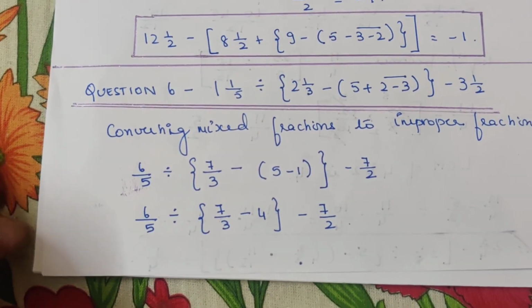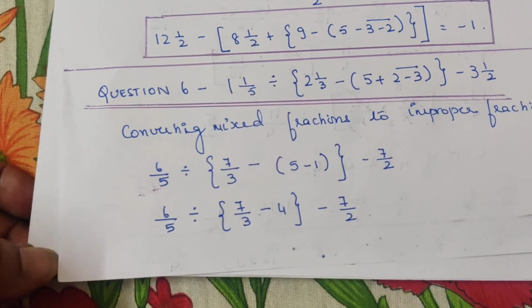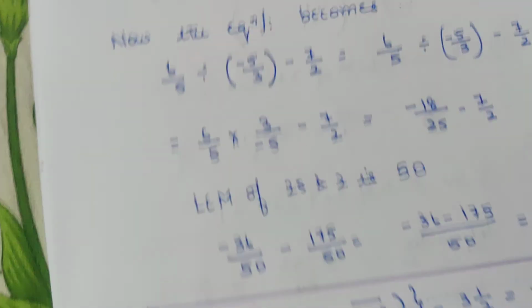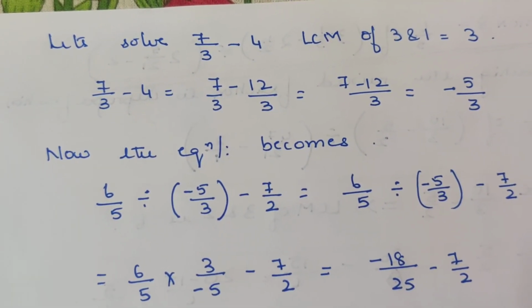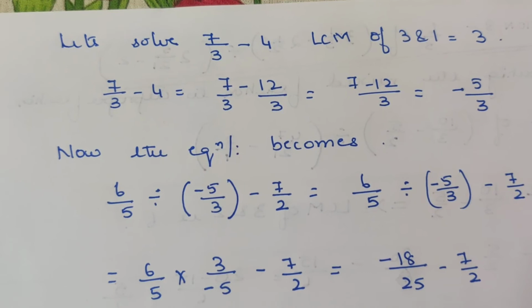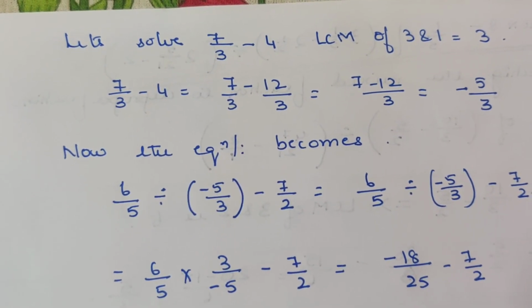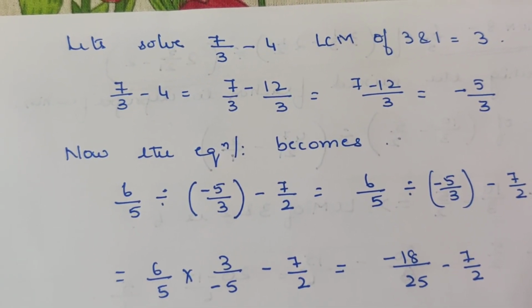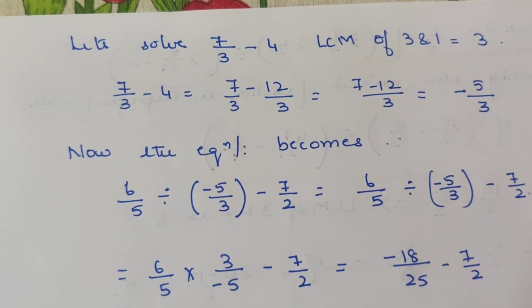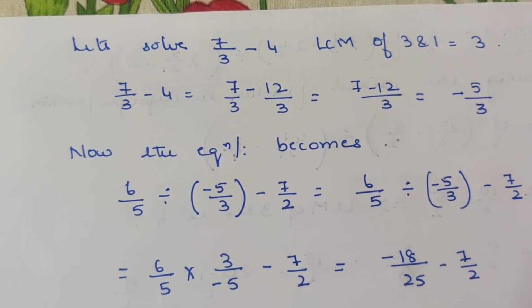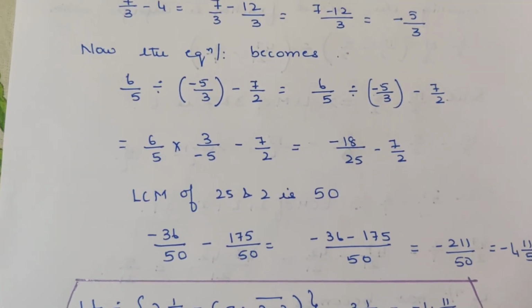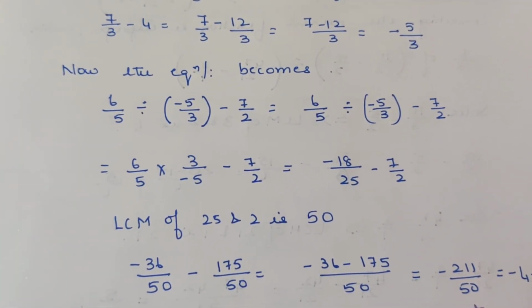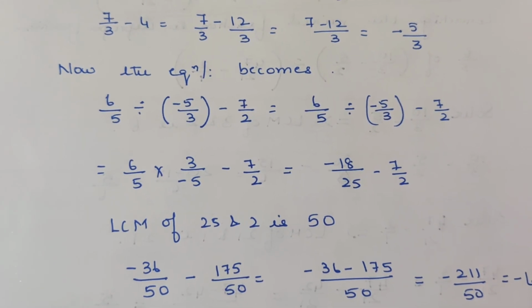Just pausing here for a few seconds. Let's solve 7 by 3 minus 4. LCM of 3 and 1 is 3. 7 by 3 minus 4 is equal to 7 by 3 minus 12 by 3. That is equal to 7 minus 12 by 3, and you get minus 5 by 3. Now the equation becomes 6 by 5 divided by minus 5 by 3 minus 7 by 2.